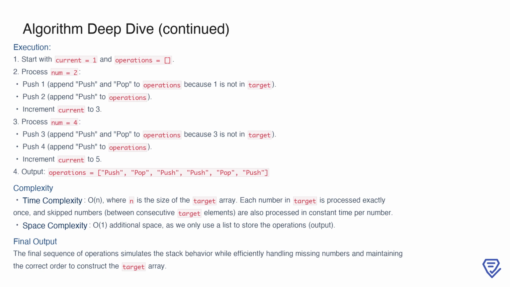Next, we process the number 4. We push 3 and immediately pop it for the same reason as before, then push 4 and increment current to 5. The final operations list is push, pop, push, push, pop, push.